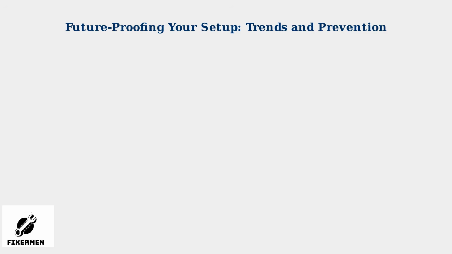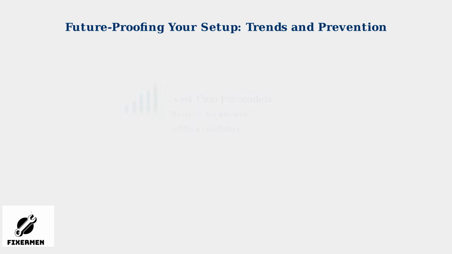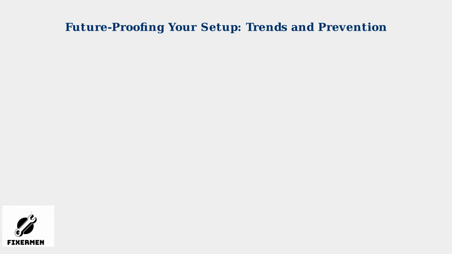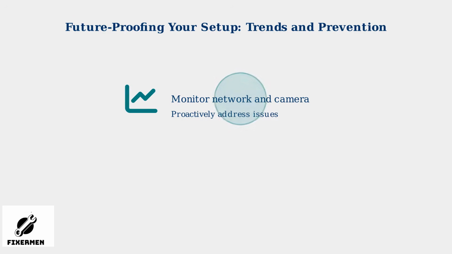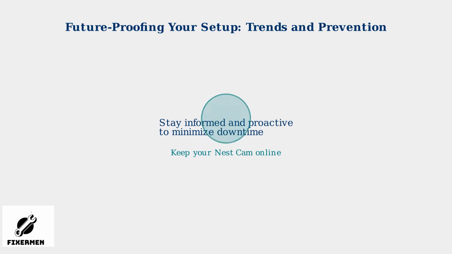The future of Nest cams includes AI-assisted diagnostics and improved connectivity. Google plans Nest Cam Pro models with built-in 4G failover for offline resilience. Ensure you enable two-factor authentication to prevent hacking-induced offline states. Regularly monitor your network and camera performance to proactively address potential issues. By staying informed and proactive, you can minimize downtime and keep your Nest Cam online.